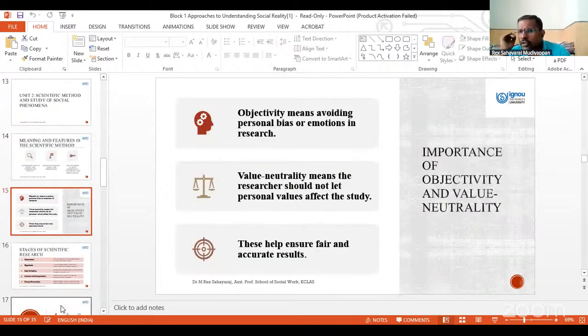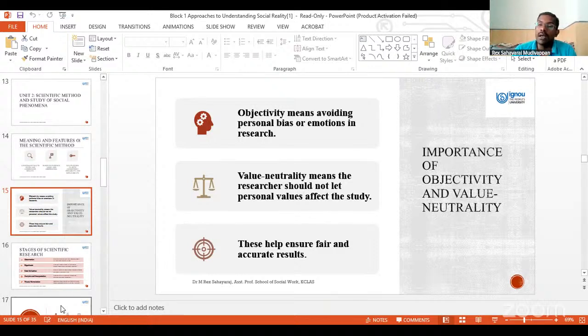So the importance of objectivity and value neutrality is that it makes social science research more scientific. As I have said, we should move towards objectivity. Objectivity simply means avoiding personal bias or emotions in research. I should not be emotional, right?